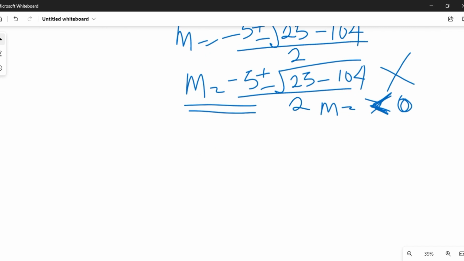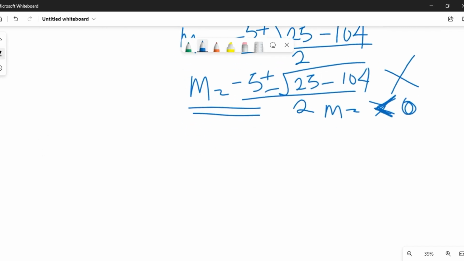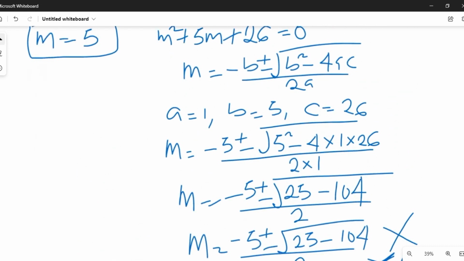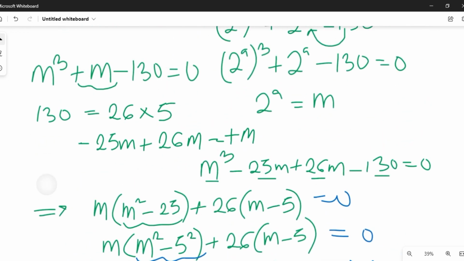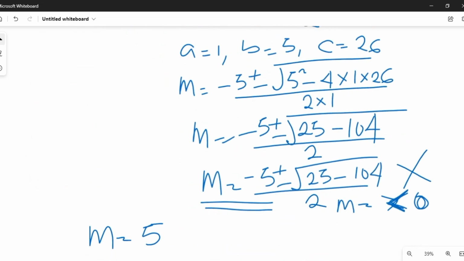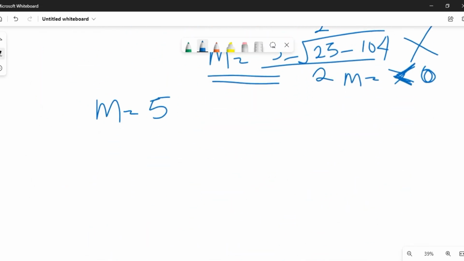So our only solution for this value, our m, is equal to 5, which is the solution we got earlier on. Now recall that we said earlier on that we should let 2 to the power a be equal to m. So if 2 to the power a is equal to m, which is equal to 5, we're going to find a.